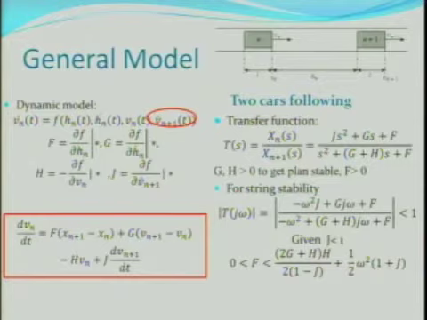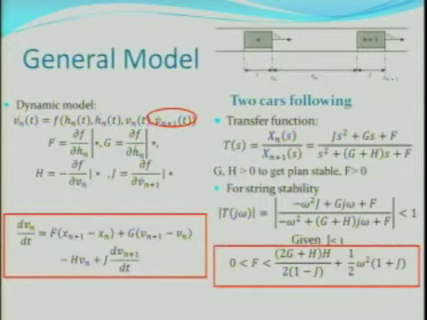We substitute s by j omega and take the absolute value of that, and let it be smaller than 1. We notice that if j is greater than 1, then f should be negative to get string stability, which conflicts with plane stability. F must be greater than 0, so we constrain j to be less than 1, and we get this inequality.